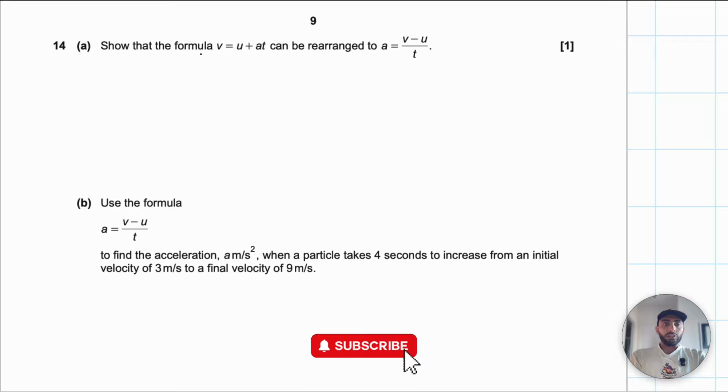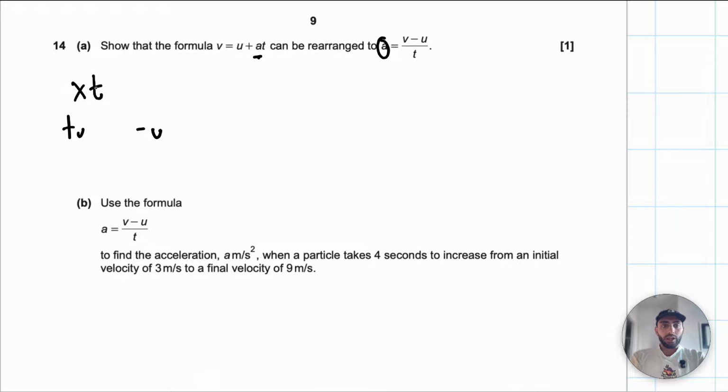Question 14. Show that the formula V equals U plus AT can be rearranged to A is equal to this. So we're trying to get this A on its own. What's happening to this A? It's being multiplied by the T first, and then we're adding U to it. So we need to do the opposites of this. The opposite of adding U is taking away U, and the opposite of multiplying by T is dividing by T.